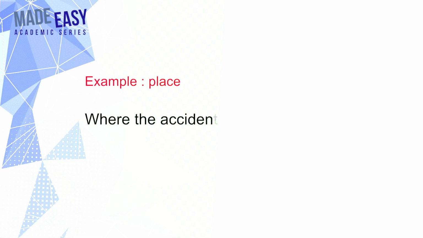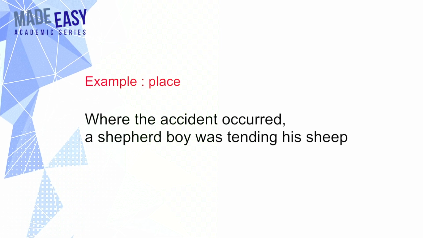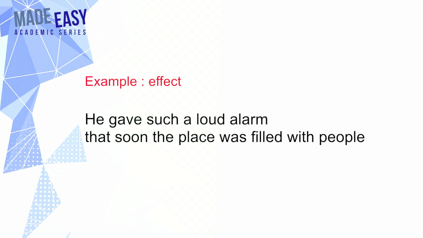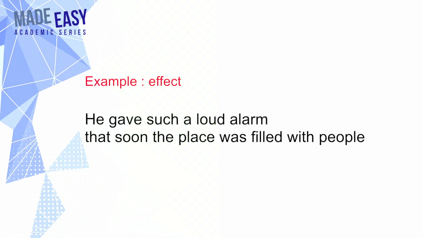Or the next example: Where the accident occurred, a shepherd boy was tending his sheep. Now the words "where the accident occurred" can be taken as a clause. And because there is a sense of space or a place with the word "where", it is called an adverb of place.